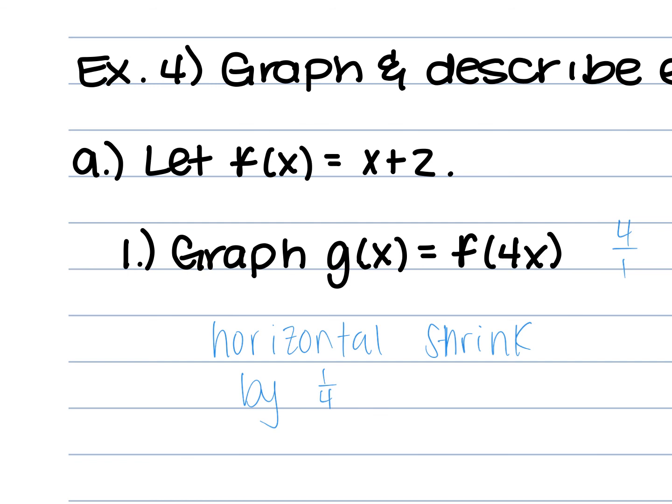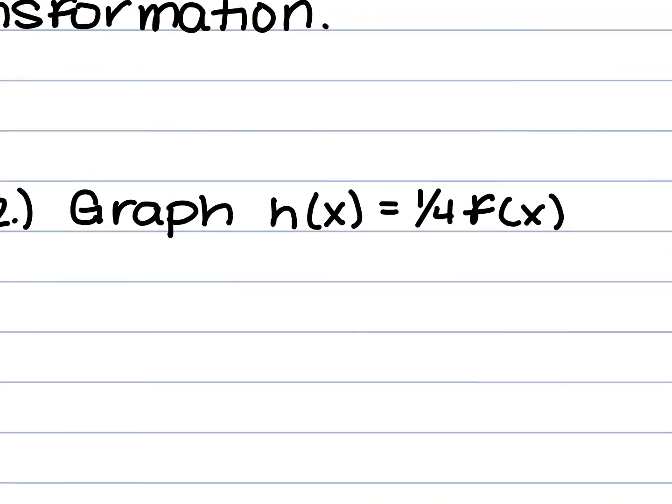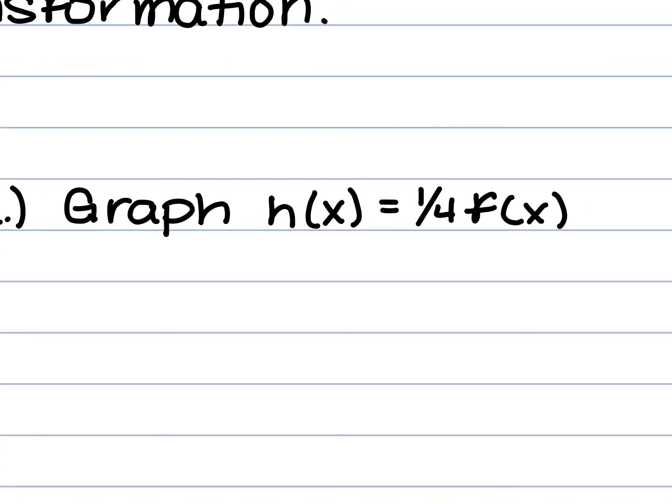Class is almost over. Yeah, Caitlin? Because it's an opposite world. Right? Because 4 normally stretches our graph, correct? In opposite world, it doesn't stretch it, it shrinks it. Okay. Take a look at h of x equals 1/4 f of x. What are we thinking? Not horizontal. Vertical. It's a vertical shrink. By what? By 1 over 4.